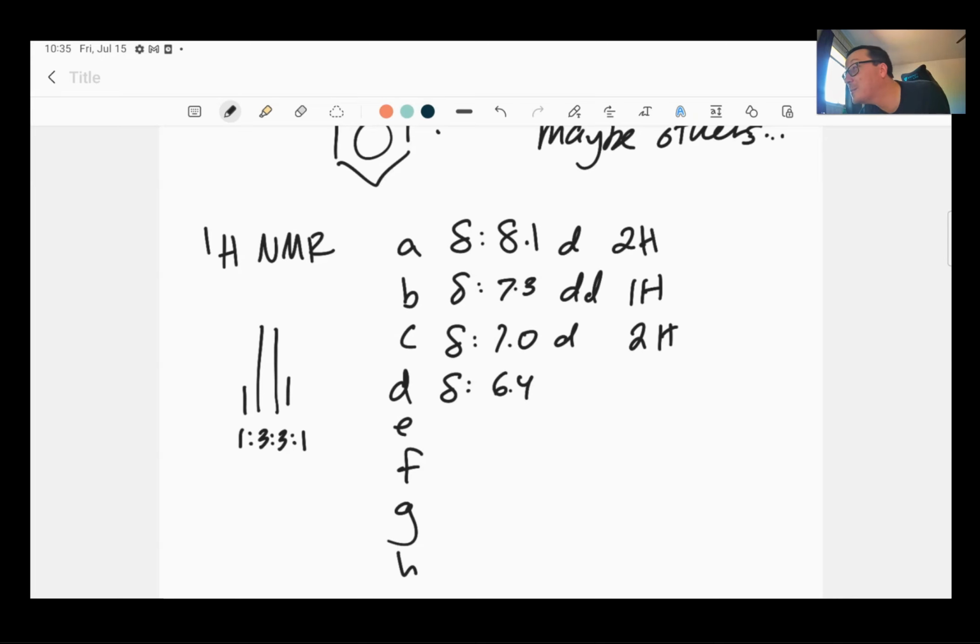Gosh, I'm really zoomed in. It does look like a doublet of doublets. Kind of, but they're very close together. Because this is kind of unclear, let's just put this as D or DD.